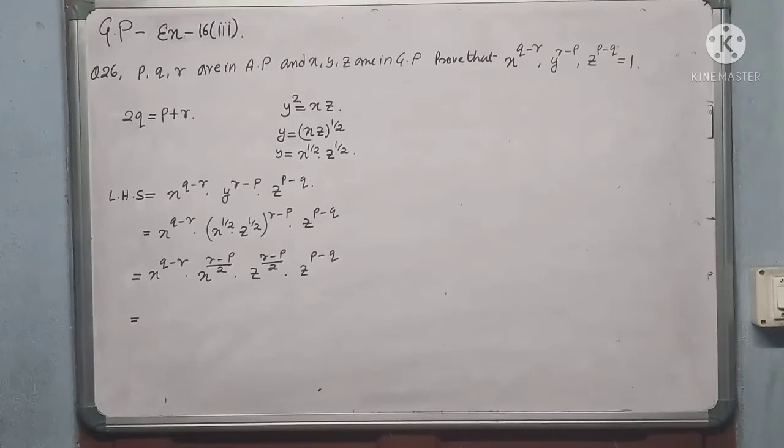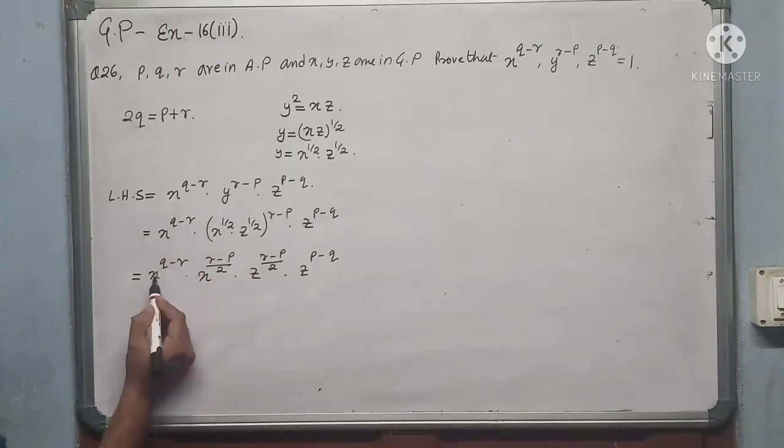Now I'll take the left hand side. Left hand side is X to the power Q minus R, Y to the power R minus P and Z to the power P minus Q. Now I'll replace the value of Y using the relation Y is equal to X to the power half and Z to the power half. In place of Y, I'm going to substitute X to the power half and Z to the power half, whole to the power R minus P, into Z to the power P minus Q, so that we can make the bases the same. After doing these things, these two quantities have the same base. Now that the bases are the same, we can add the indices.